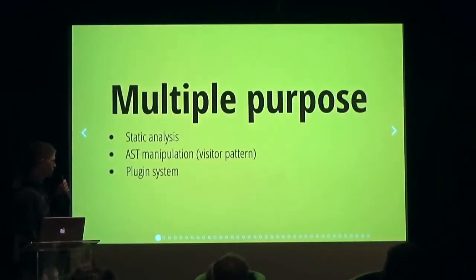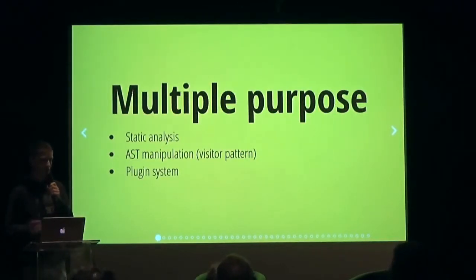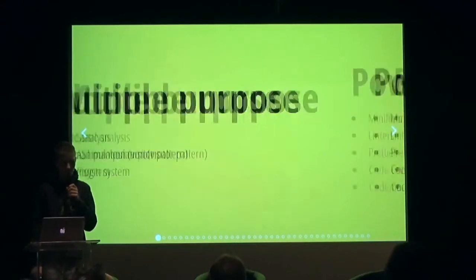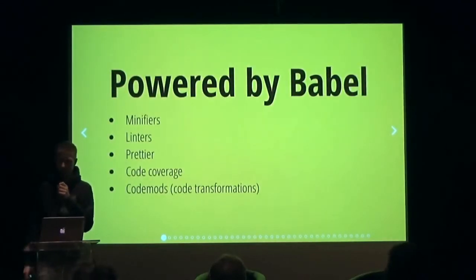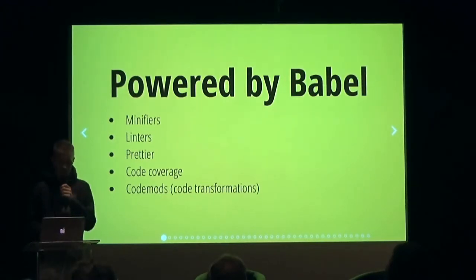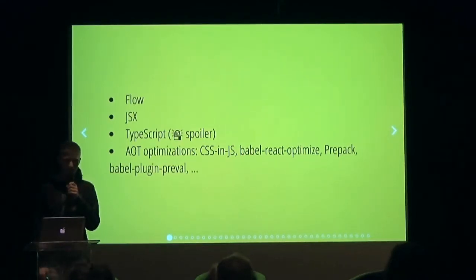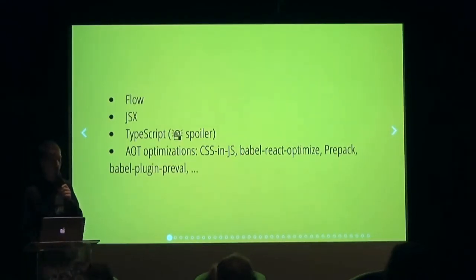Babel also has multiple purposes. You can do static analysis, you can do AST manipulations, and it has a good plugin system. There are many tools out there which are powered by Babel. You have a lot of minifiers, linters, Prettier, and stuff. Flow, and one of the main things, which is not released yet, so it's kind of a spoiler, is that you can soon transpile your TypeScript code with Babel.